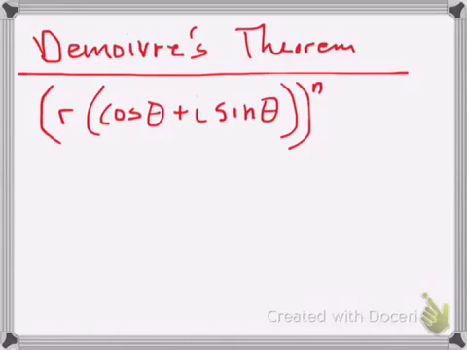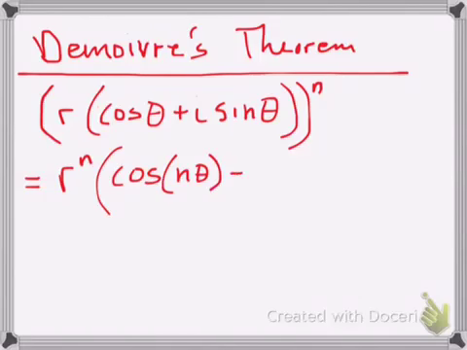Now, generally n is an integer, but it doesn't matter. n could be 1/2, it could be 1/3. So we could be taking the cube root of this number or the square root of this number. If it was 1/2, that's what we would be doing. Okay, so r cosine of theta plus i sine of theta to the nth power is equal to r to the n power times the cosine of n times theta plus i times the sine of n times theta.